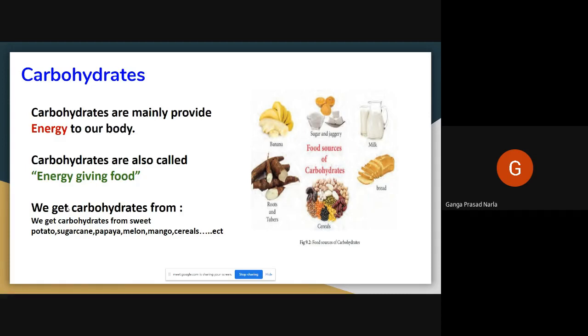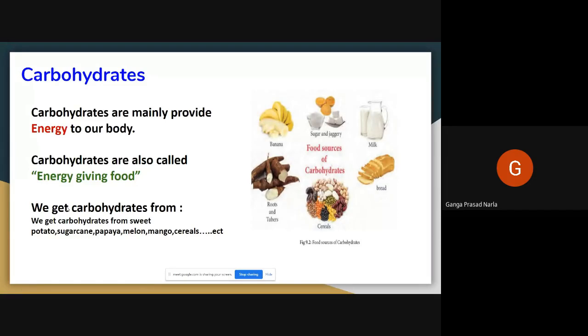Cereals are nothing but చిరుధాన్యాలు, like rice, wheat, maize. Then roots and tubers like potato, carrot, sweet potato, and bread. Bread is prepared from wheat, and wheat contains carbohydrates. These are the main sources of carbohydrates: banana, sugar, jaggery, milk, bread, cereals, roots, potato, sugarcane.